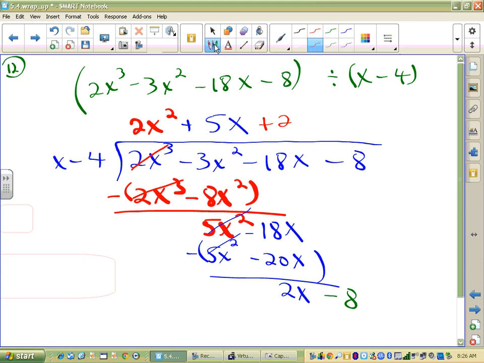So here, what do I get? I get 2x and minus 8. I subtract. What do I get for a remainder here? Double line. Nice. Good. We remembered. Double line, no remainder. And then that's it. We made it to the hot dog shop.